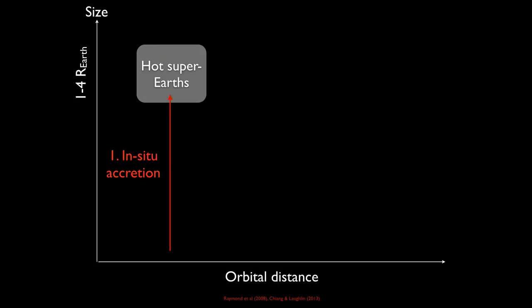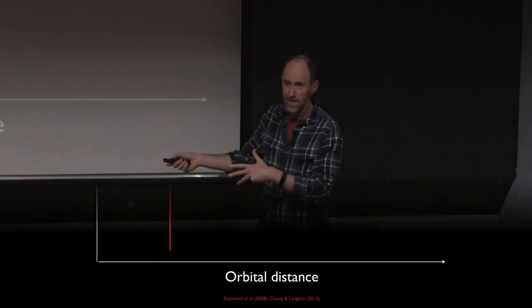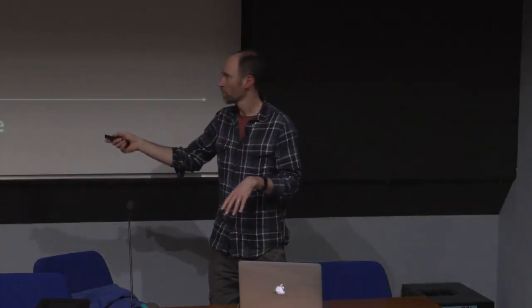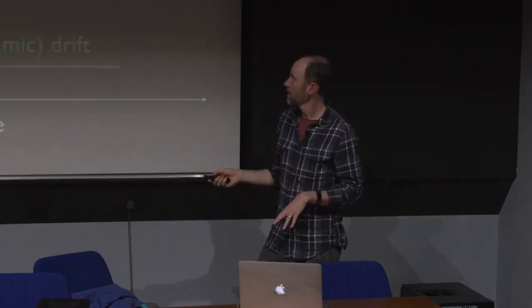That's called in-situ growth. Maybe there was just a lot of material close to stars, and things grow right there. That's the simplest possible model you can think of. And the only punchline of this whole section is that that model can't be right. But I'll explain why.